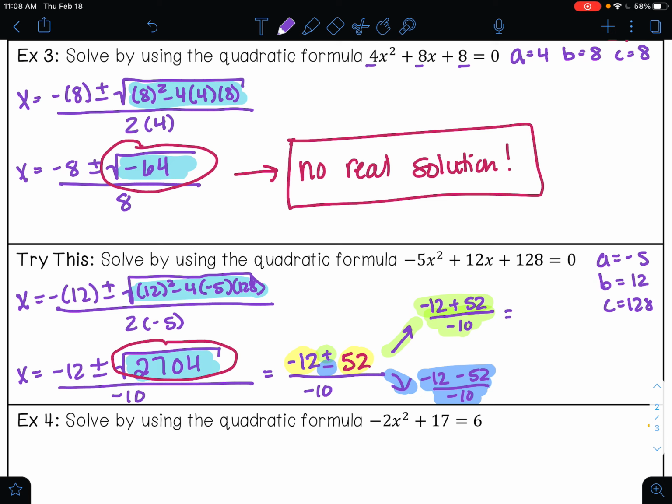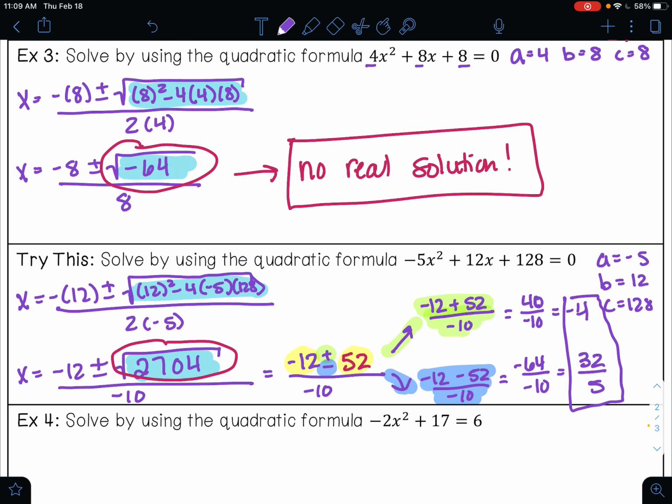-12 plus 52 is 40. 40 divided by -10 is -4. -12 minus 52 is -64. -64 divided by -10, you could say 6.4. I prefer to use fractions. So I'm going to simplify this by dividing each of these by 2, and that's going to give me 32 over 5. So my solutions are -4 and 32/5.